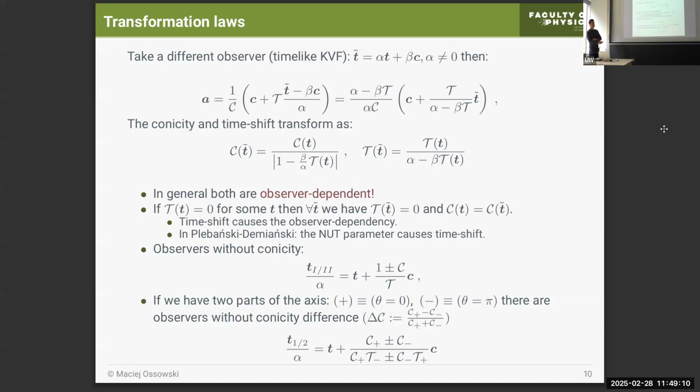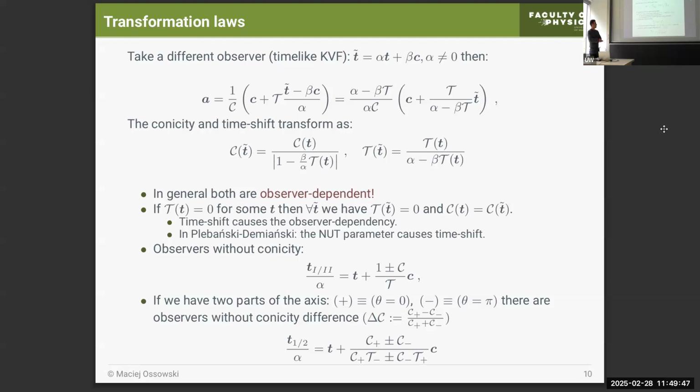So the natural consequence of those transformation laws is the fact that there must exist an observer such that if I measure the conicity capital C, this observer, chosen by this equation, wouldn't measure any conicity. So you cannot any longer say, or maybe shouldn't, that the conicity is some quantity associated with the spacetime. It is just what some observer measures.